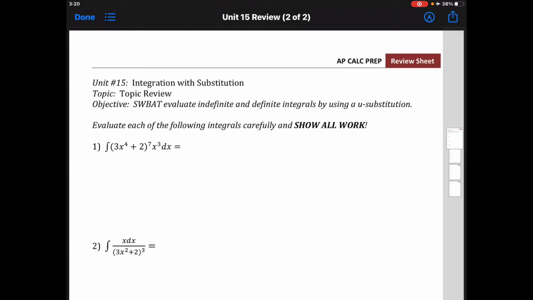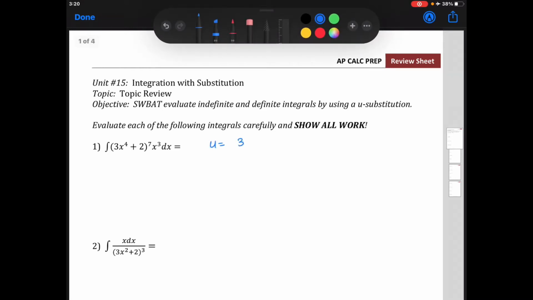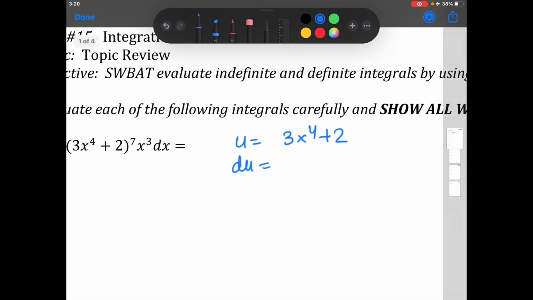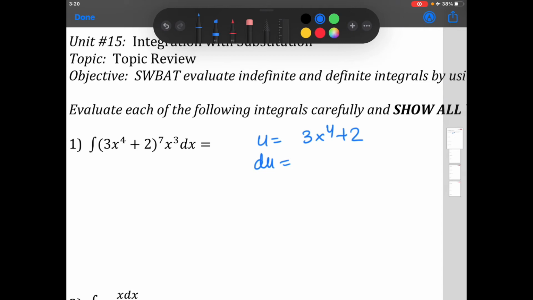So here, what do I pick my u to be? If you think about the guidelines, you pick something that's inside the parentheses. So I'm going to pick my u to be 3x to the fourth plus 2, right? So my du is going to be, let's zoom in here, 12x cubed dx, right? So see what you have and what you want to replace with.